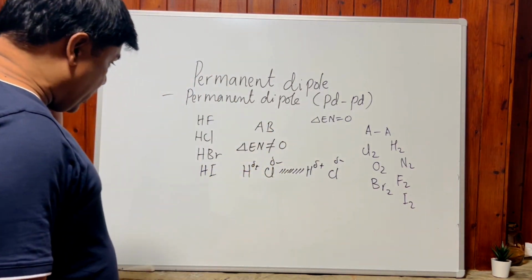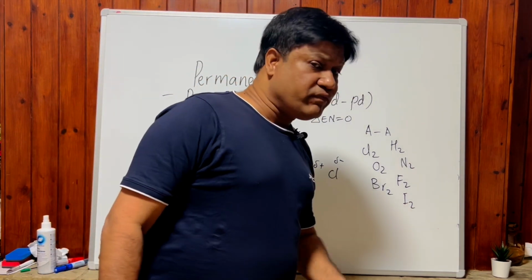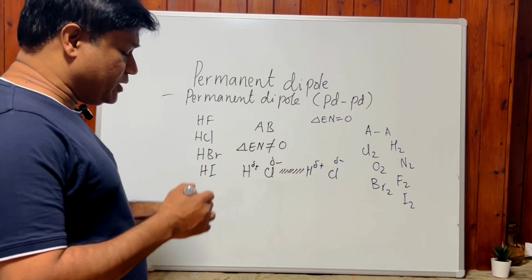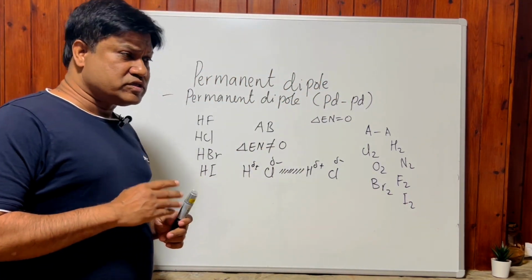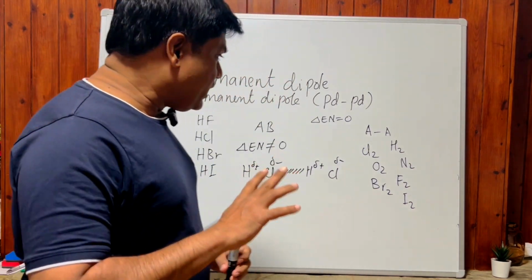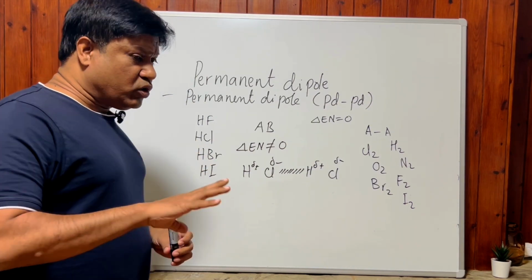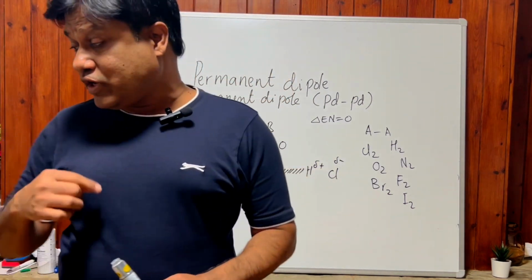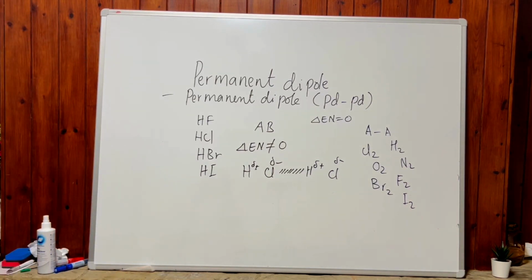So all polar molecules, where the difference in electronegativity is not equal to 0, have PD-PD, permanent dipole, permanent dipole. Most students ask me a question: sir, do all polar molecules have PD-PD? Some polar molecules are polar, but they don't have PD-PD. How can we check whether they have PD-PD or induced dipole?